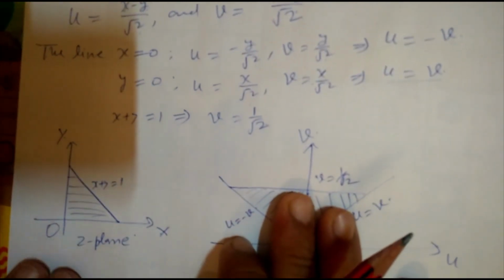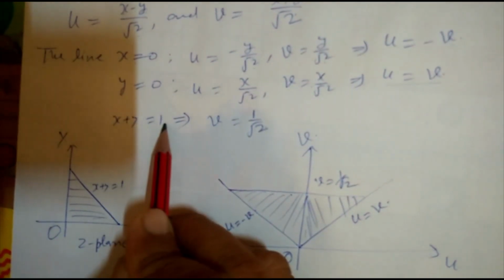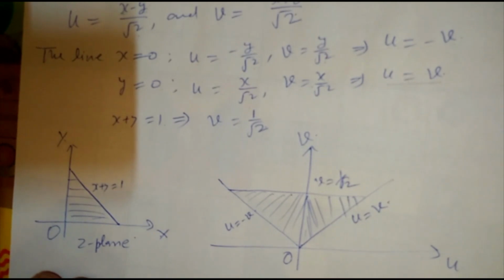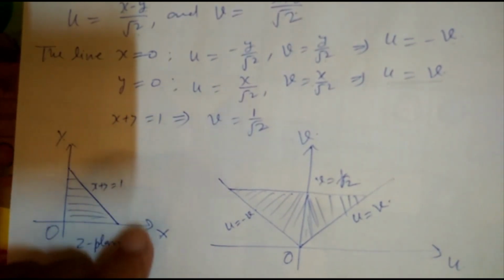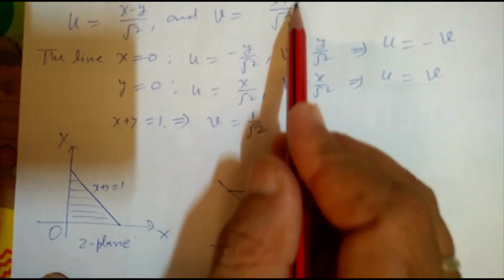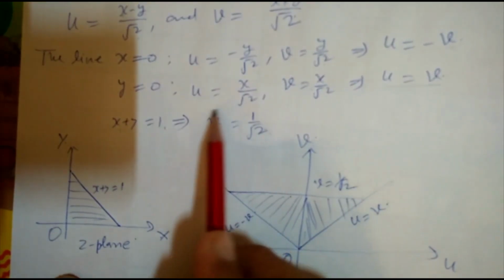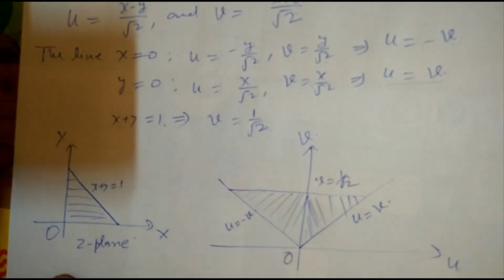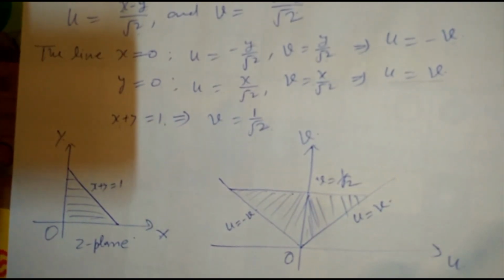And the line x plus y is equal to 1. So in that case, when we put x plus y is equal to 1 here, then it will be v is equal to 1 upon root 2, which is a line parallel to the u axis.